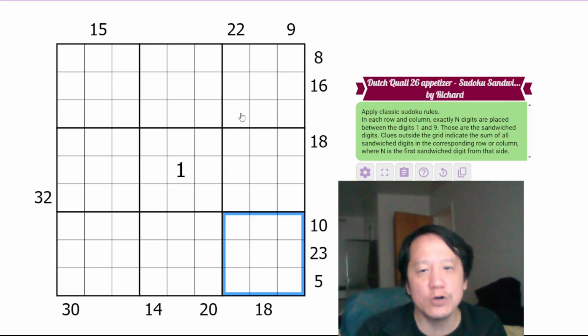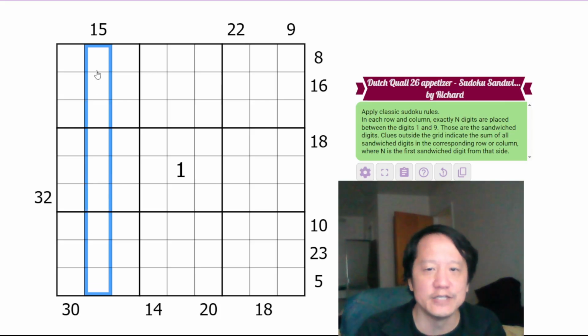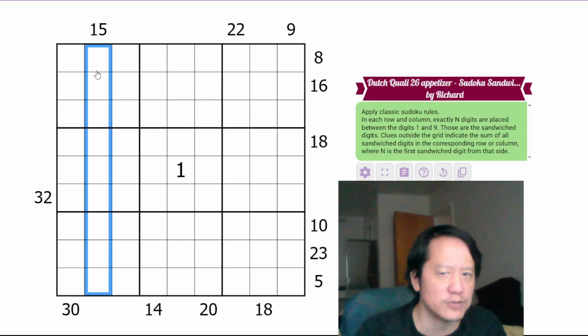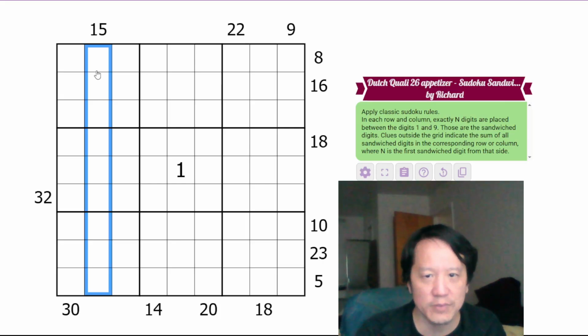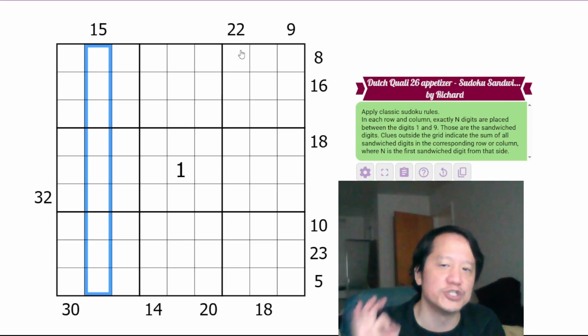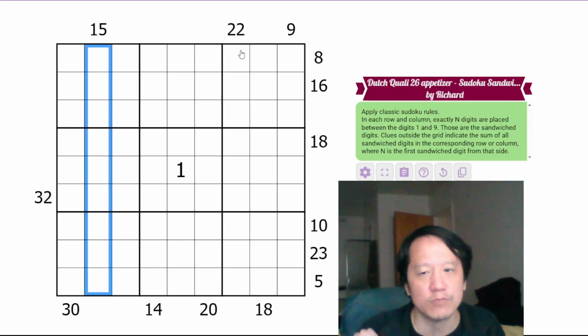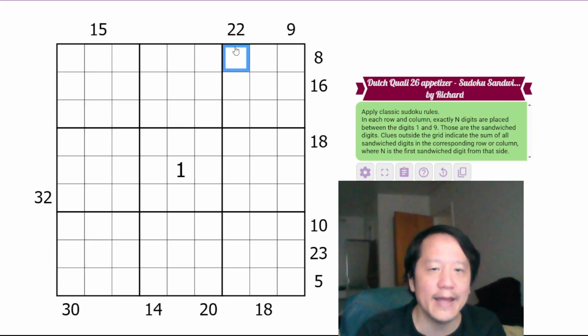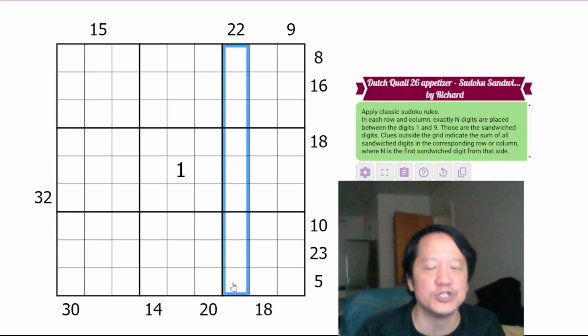In each row and column, exactly n digits are placed between the digits 1 and 9. And those are the sandwich digits. So that's typical sandwich Sudoku. Clues outside the grid indicate the sum of all sandwich digits in the corresponding row or column, where n is the first sandwich digit from that side.